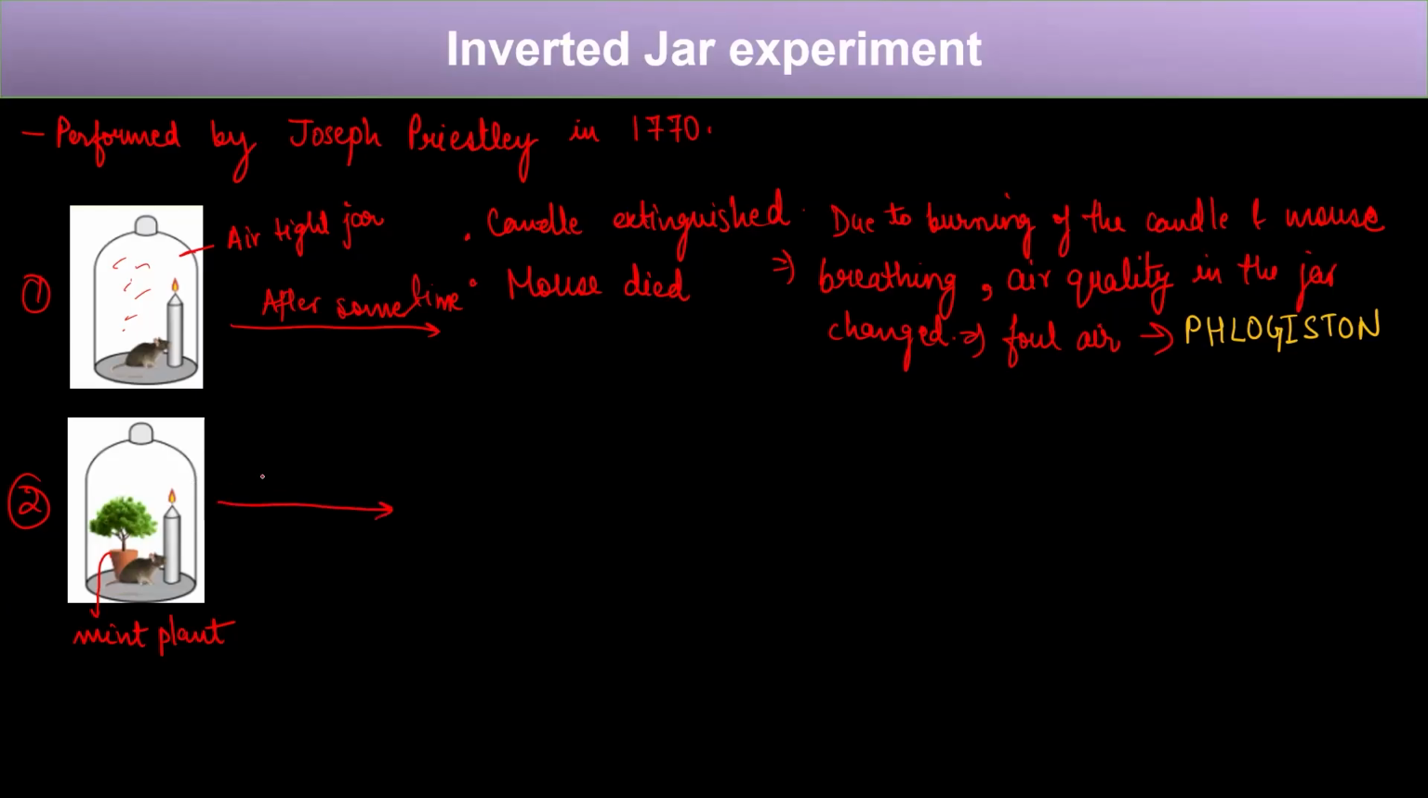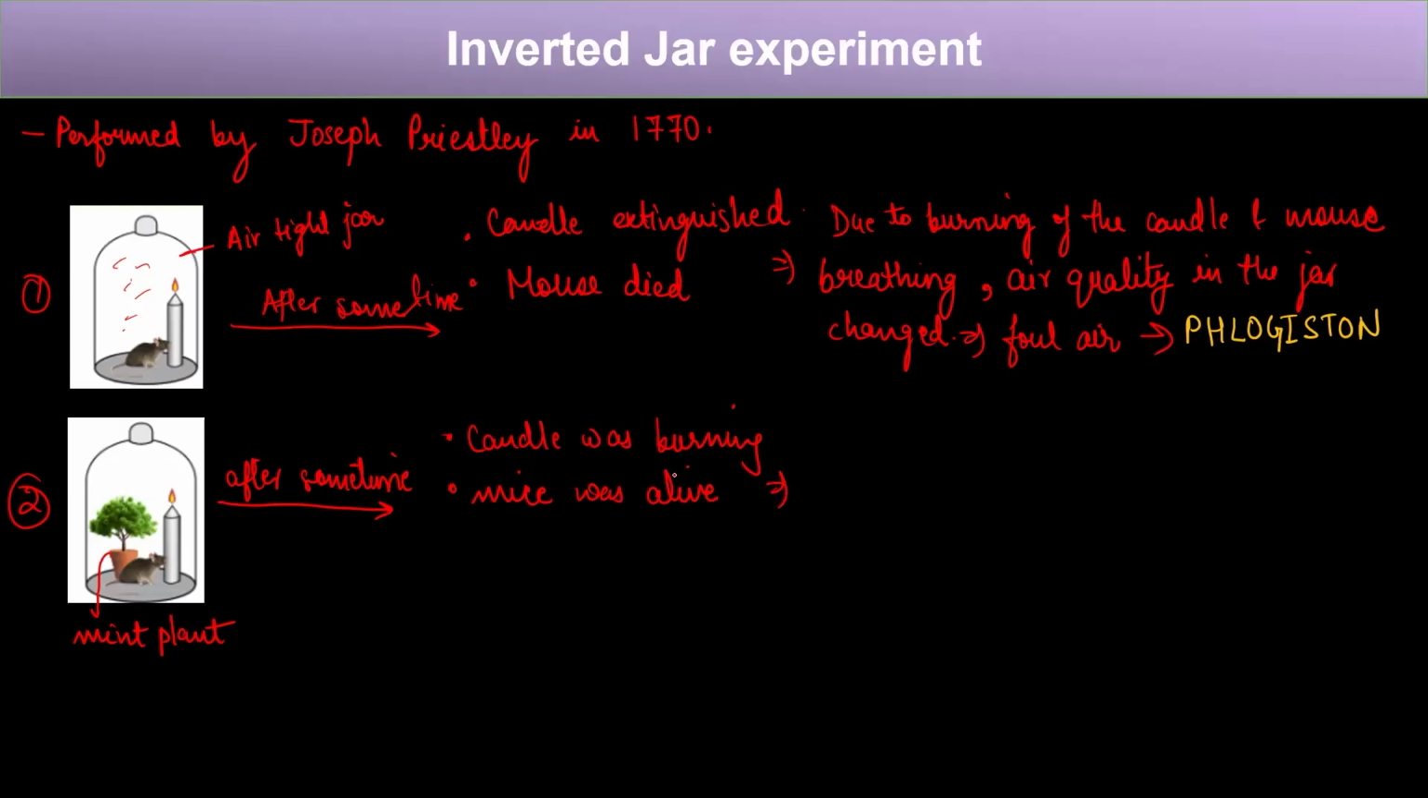Then he observed it for some time, and after some time, what did he observe? He observed that the candle was still burning. When he kept this mint plant, he found that the candle was burning and the mouse was alive. So what did he conclude from this?